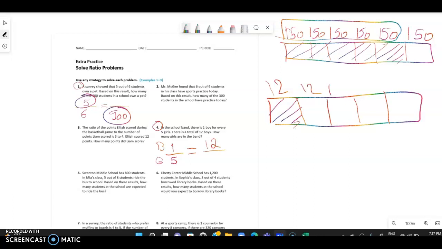Accordingly, the rest equal 12. So if I want to know the value of the 5 parts, I'll be adding all the 12s I have here, or just make 12 multiplied by 5.